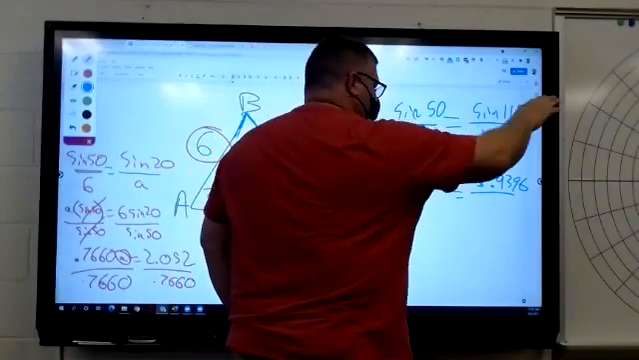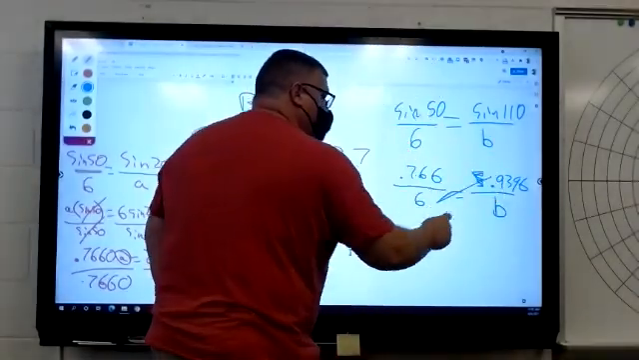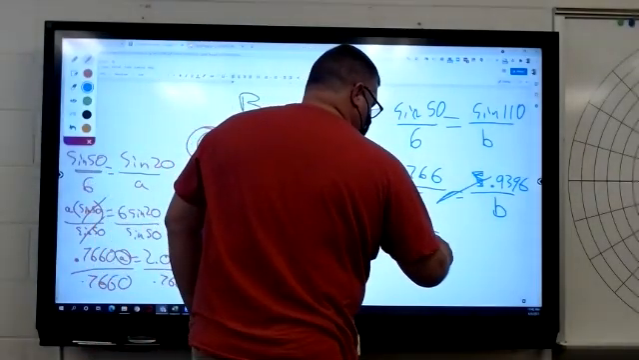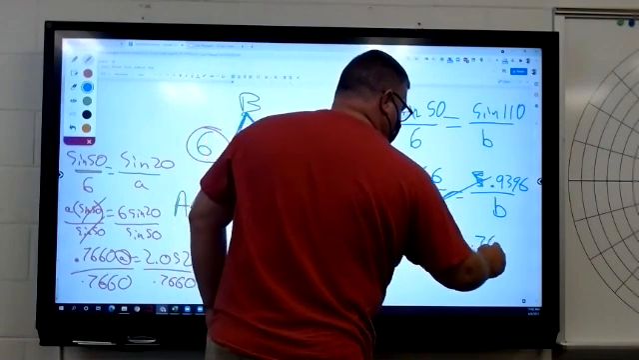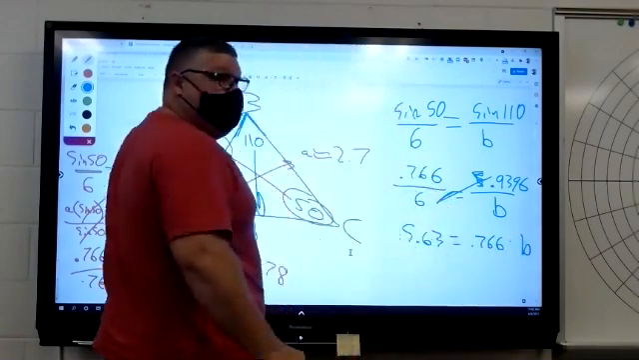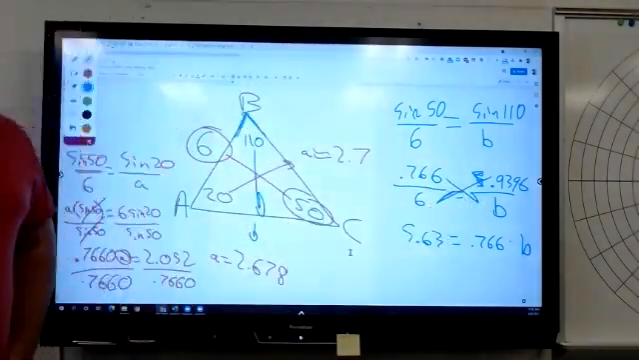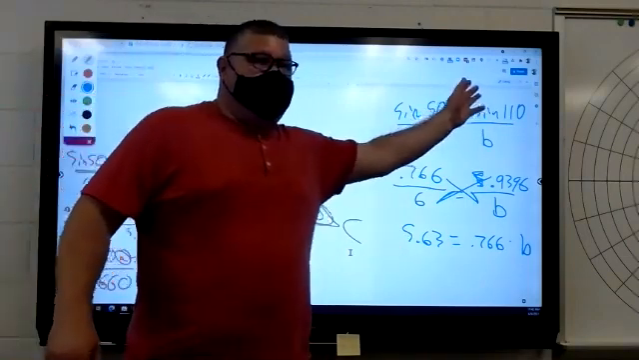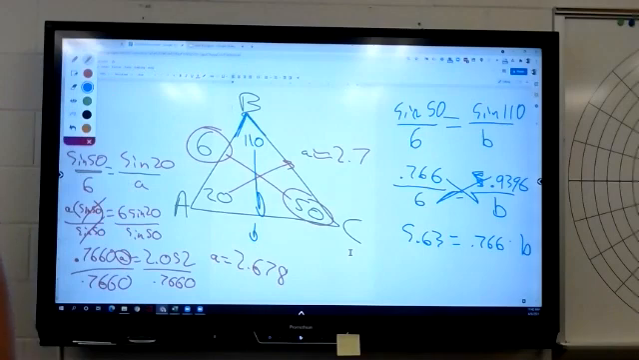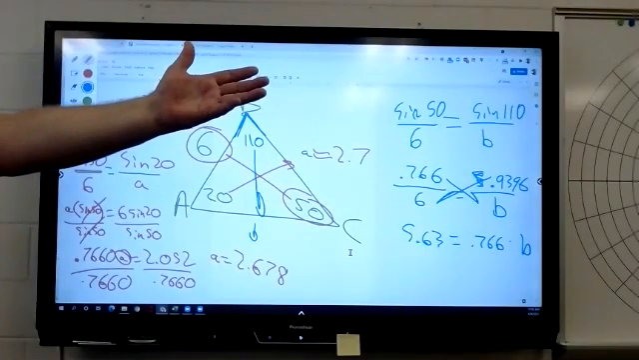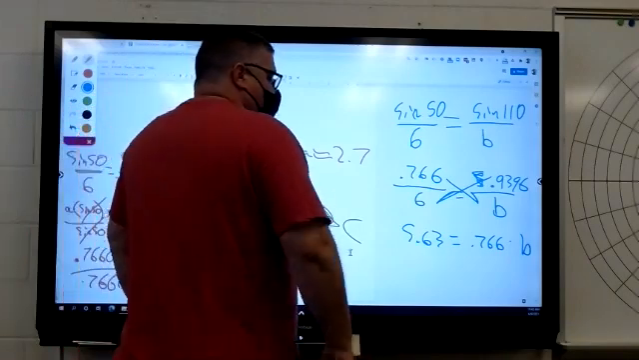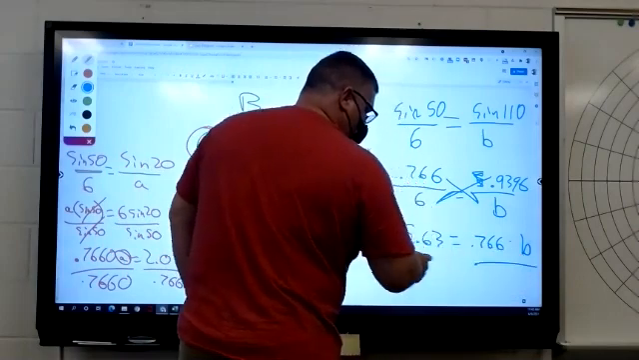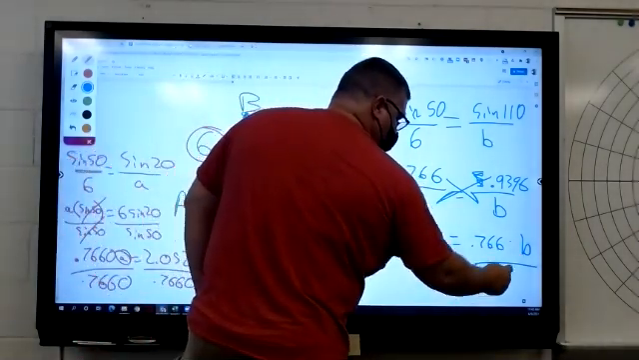Not the cross multiply yet. Now, if you did cross multiply, what'd you get, Aiden? 5.63 equals 0.766 times b. I agree with you there. Does that make sense? By the way, all sines are going to be somewhere between -1 and +1, so they're going to be a decimal. Now, at this point, what's the only thing I need to do, guys? Divide everything by 0.766.